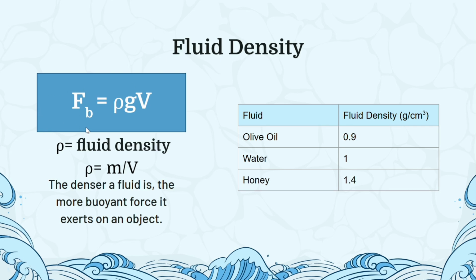Here again we have the buoyant force equation, rho times g times v. The rho symbol is fluid density, which is just mass per unit of volume. The denser a fluid is, the more buoyant force it exerts on an object. Here we have common fluids. You can see here that honey is more dense than water at 1.4 grams per cubic centimeter, but olive oil is less dense than water at 0.9 grams per cubic centimeter, and water is just at 1 gram per cubic centimeter. So it's a nice number.